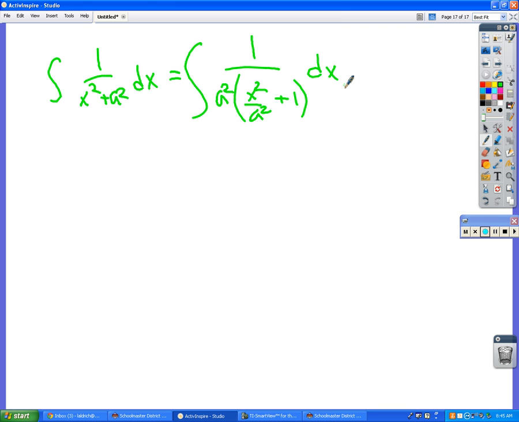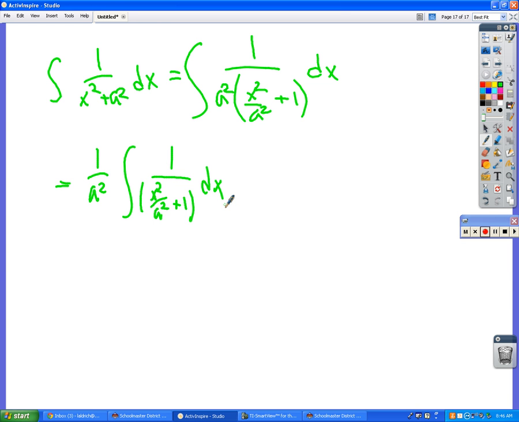I'm going to factor out an a squared from the bottom. Okay, with me? Since this is just a constant, what I've done is I've changed this integral to 1 over a squared times the antiderivative of x squared over a squared plus 1 dx, right? So I can pull that out, just like I can pull out the 1/2 from the other problem.